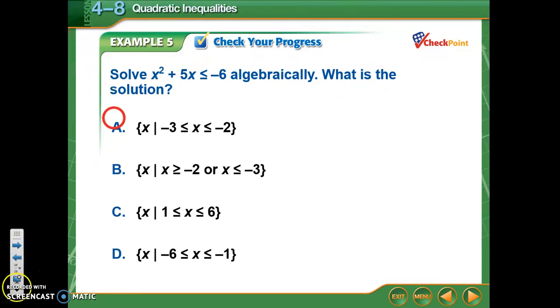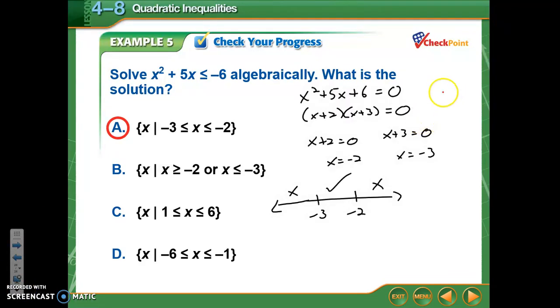Alright, your answer here should have been A, negative 3 is less than or equal to x, which is less than or equal to negative 2. Here's the work for the factoring if you need to see how we got our x-intercepts of negative 3 and negative 2. And then basically if we plug in a point that's less than negative 3, say negative 4, that's going to make this inequality false. If I plug in something between negative 3 and negative 2, like negative 2.5, it's going to make this true. And if I plug in something greater than negative 2, like 0, you can see that pretty easily. We get 0 is less than or equal to negative 6, which is false. So I get a false area up here. So my solutions are between negative 3 and negative 2.